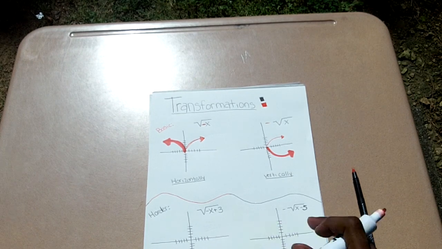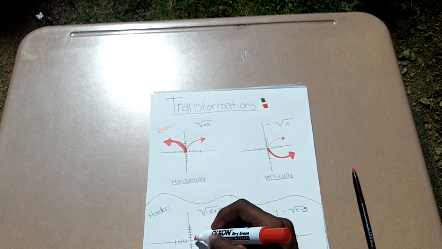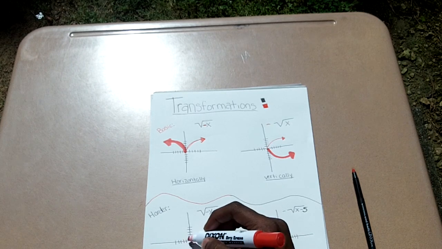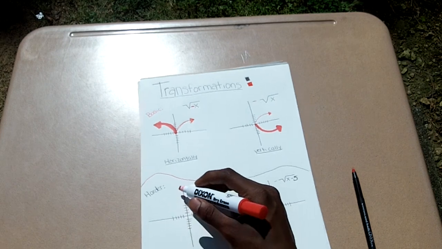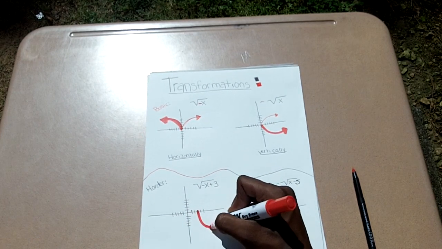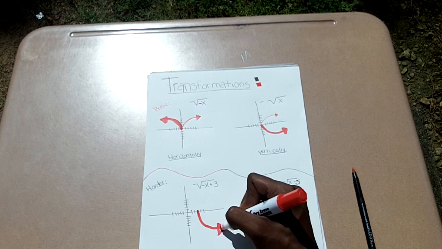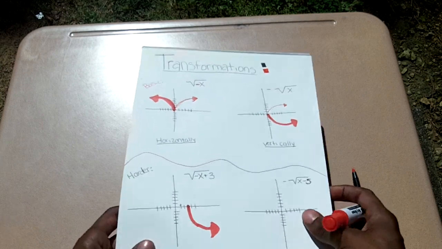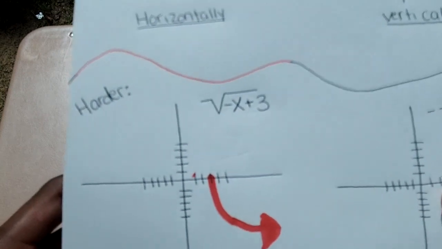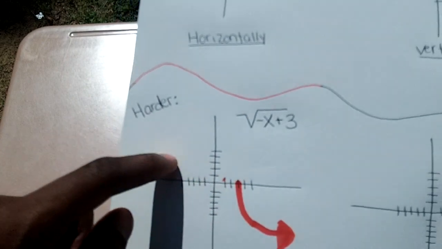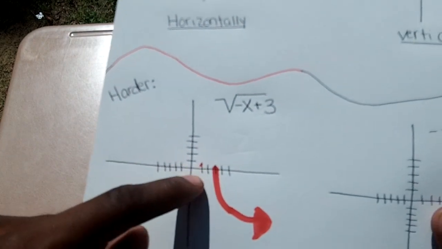So my flip is going to look something like this. Flip horizontally and then move right 3. Flip horizontally, it'll be right there. Then 1, 2, 3. So my transformed function will look like this. As you can tell, I flipped horizontally, then I moved over 3. 1, 2, 3.